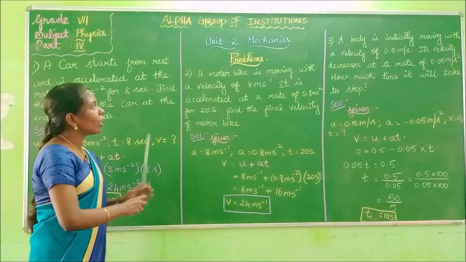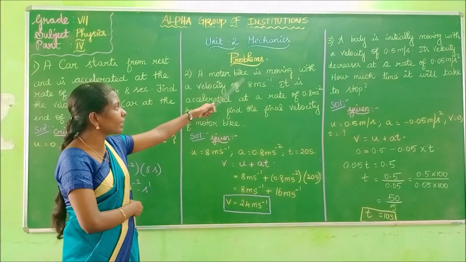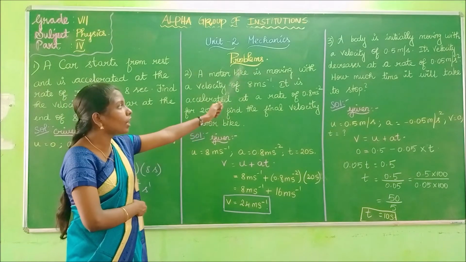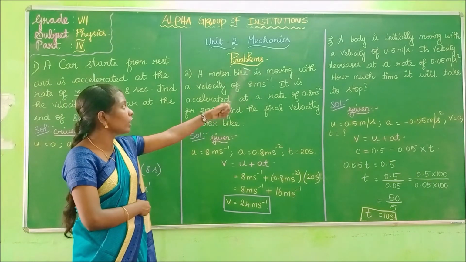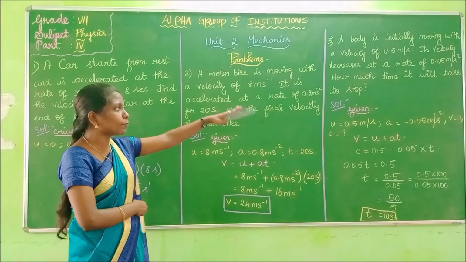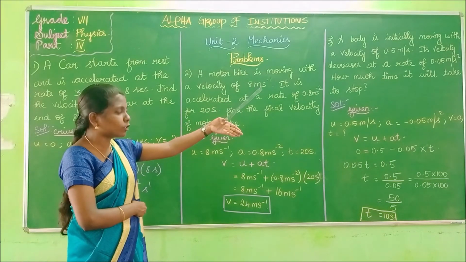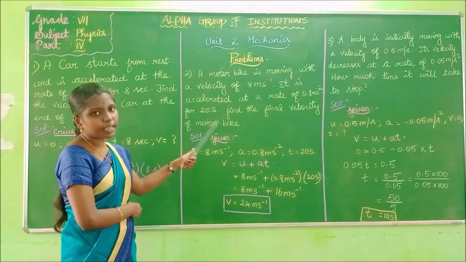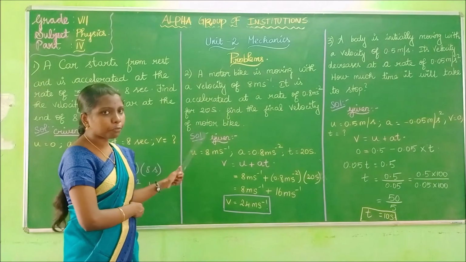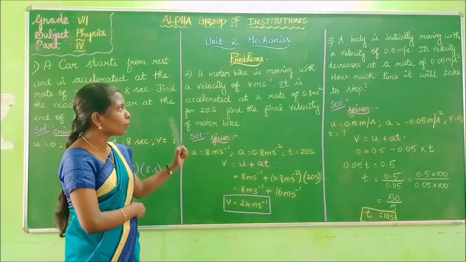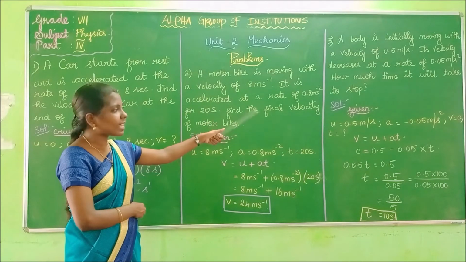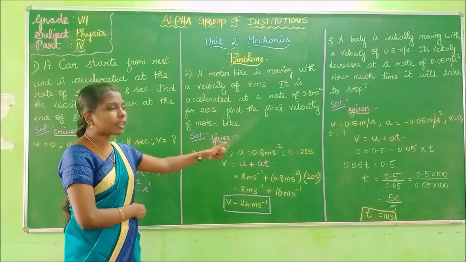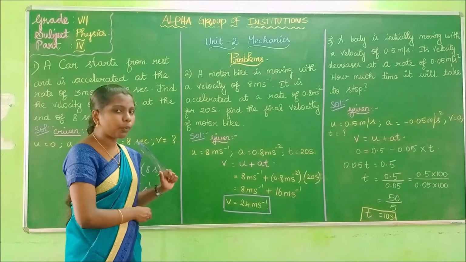Is it clear? I'll read the question again. Listen, a motorbike is moving with a velocity of 8 m/s. It is accelerated at a rate of 0.8 m/s² for 20 seconds. Find the final velocity of the motorbike. They have given us the values for initial velocity, acceleration and time. They are asking us to calculate the final velocity.